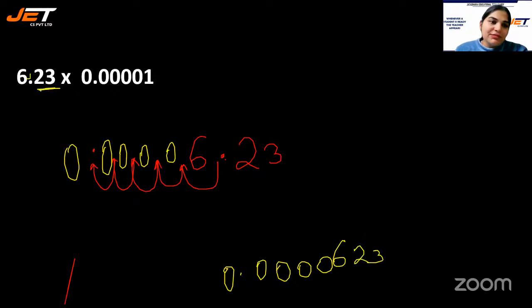You can count. Here we have 2 decimal places. Here we have 5 decimal places. In a total of 7 decimal places. So 1, 2, 3, 4, 5, 6, 7.